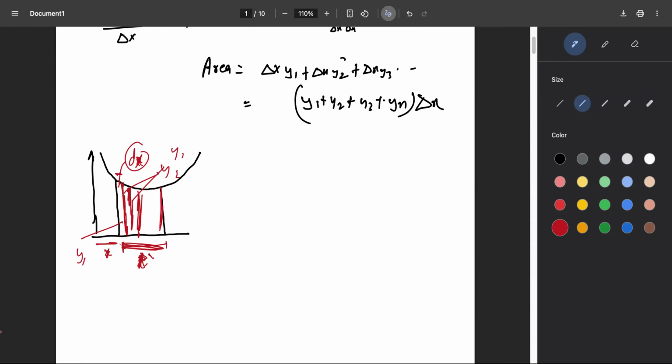So what is the final area you will be getting? Area is nothing but length into breadth. So what is the length into breadth right now? That is y1 into dx plus y2 into dx plus y3 into dx. Understood this point? Yes, sir.